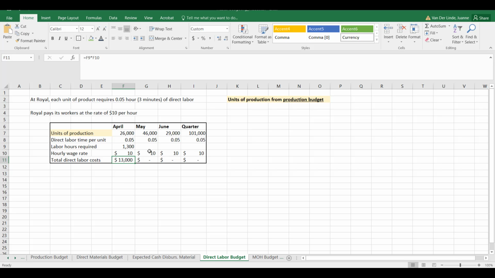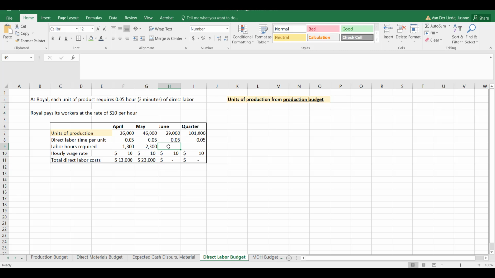And we will do the same thing for May. In May, we estimate we will need to produce 46,000 units, and if each unit requires 0.05 hours, that means for May we will require a total of 2,300 direct labor hours to produce 46,000 units. Each one of those direct labor hours costs us about $10 per direct labor hour. 10 times 2,300 gives us an estimated amount of direct labor cost for May of $23,000.